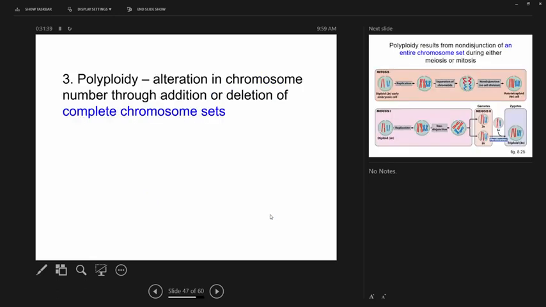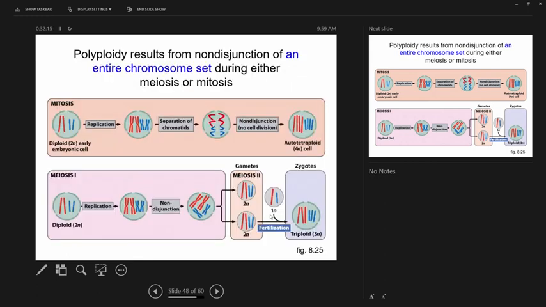All right, so now we go on to the third topic. So we've talked about chromosome rearrangements. We've talked about aneuploidy, in which you get either too many or too few of one or a small number of chromosomes, but you're going to be normal number diploid usually for the rest. In polyploidy, we're going to talk about addition or deletion of complete chromosome sets. So you'll have an entire extra haploid set, for example.